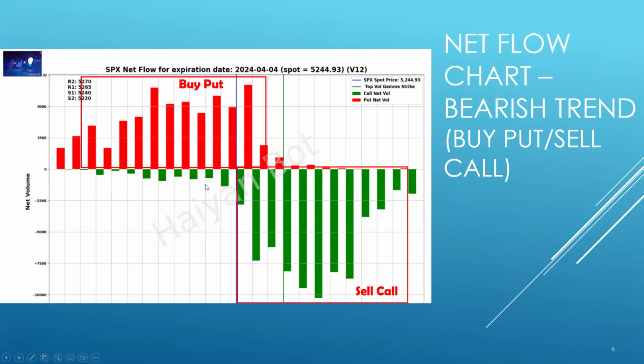On this chart, you see the red bars above zero, which is buy put, and you see a bunch of green bars as sell calls. Buy put and sell calls are a bearish trend.